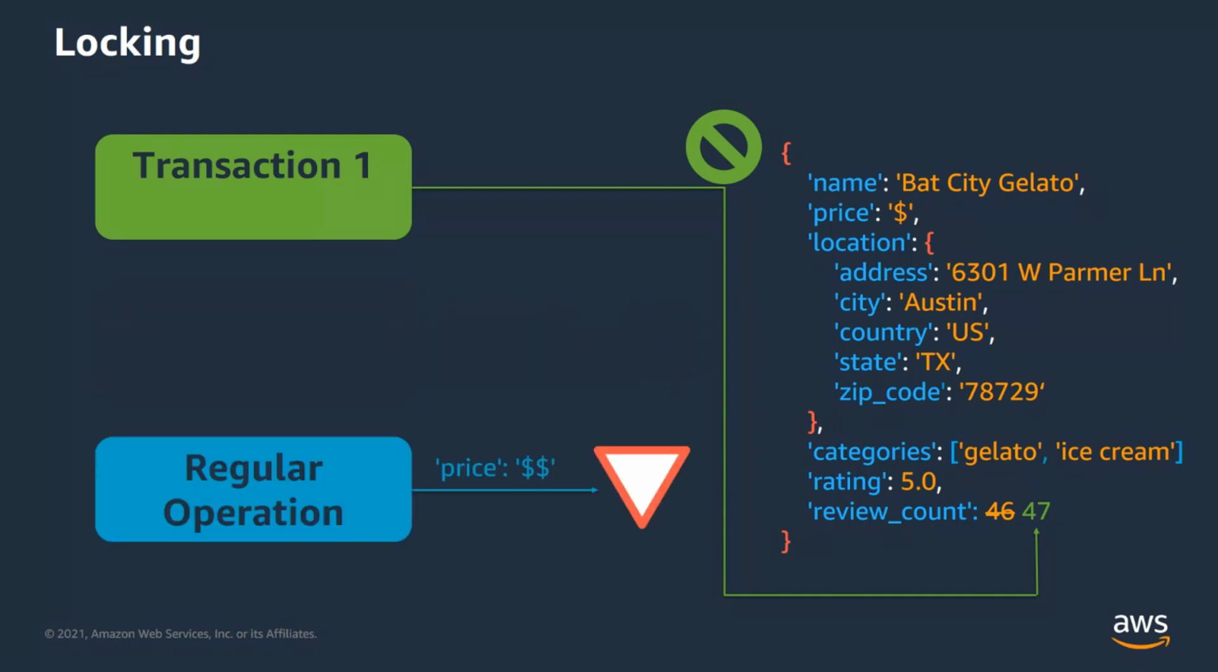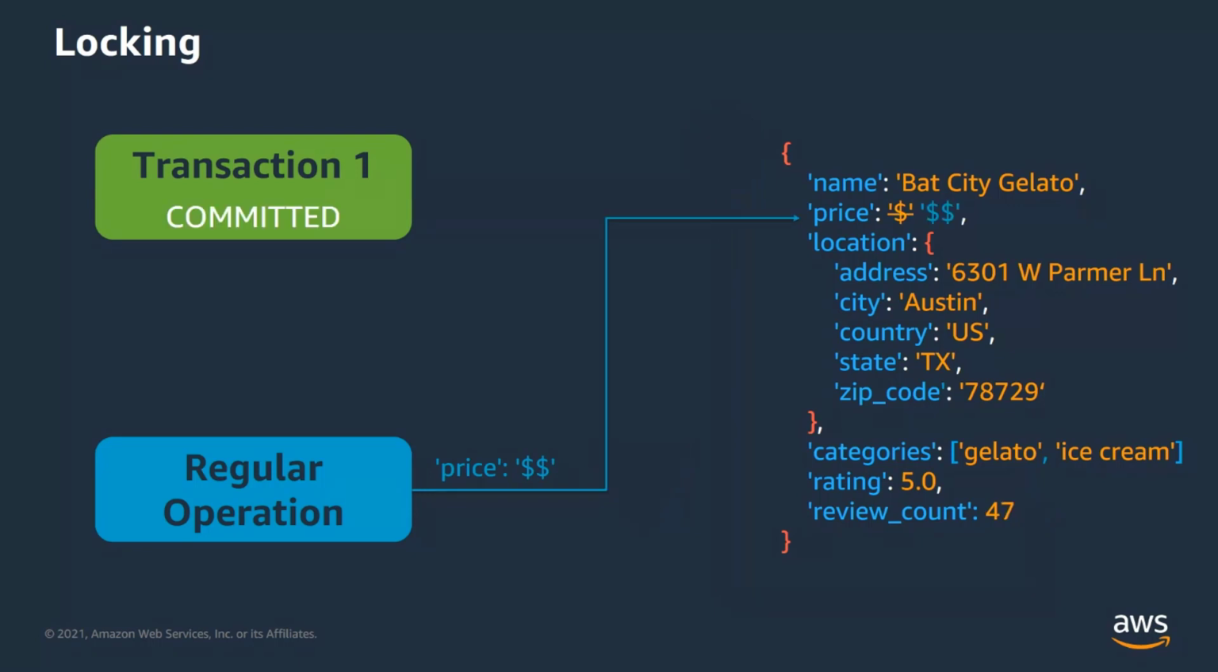However, if we do a regular write, so here we're back to just doing an update outside the transaction to update the price to $2, it's just going to wait. That's what I meant by this yield sign here. Once transaction 1 gets committed, then the regular operation will get sent through, and you'll see we now update the price from $1 sign to $2 signs. So regular operations will wait. If for whatever reason transaction 1 was taking a really long time, then eventually that regular operation would time out.